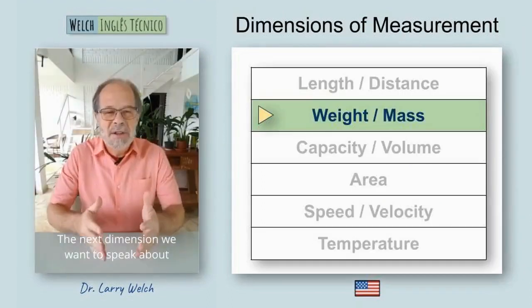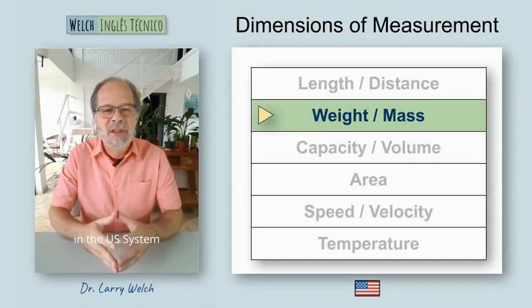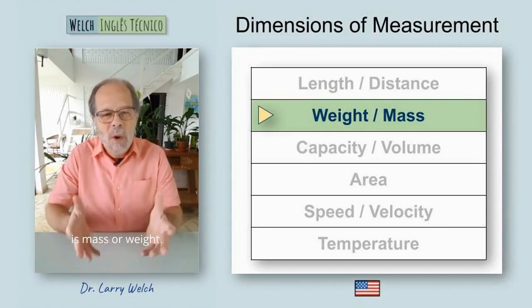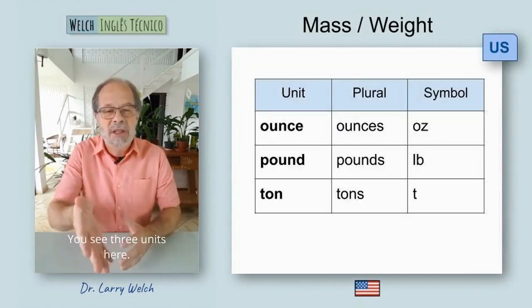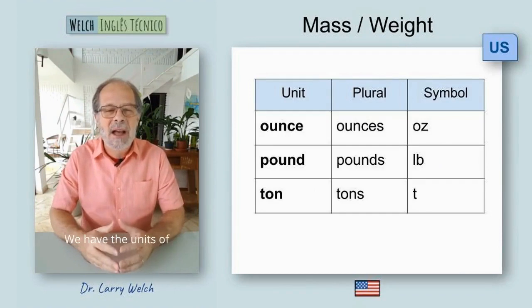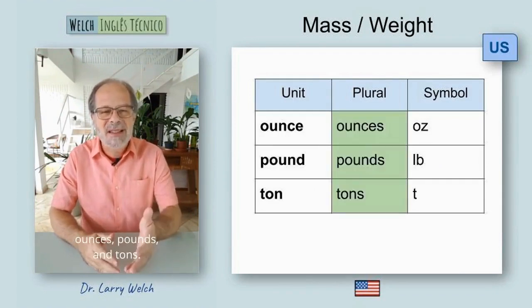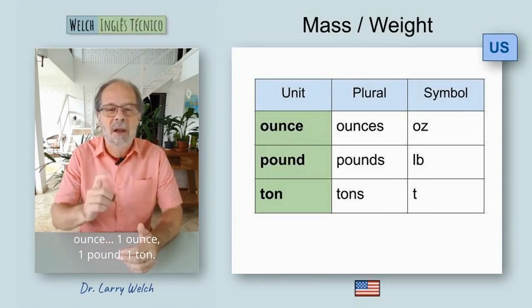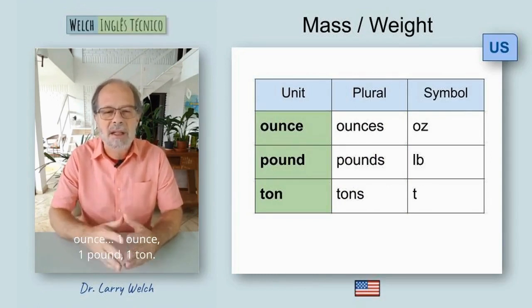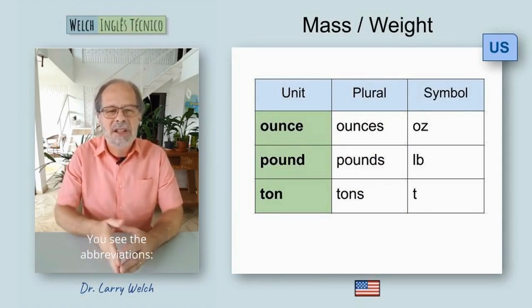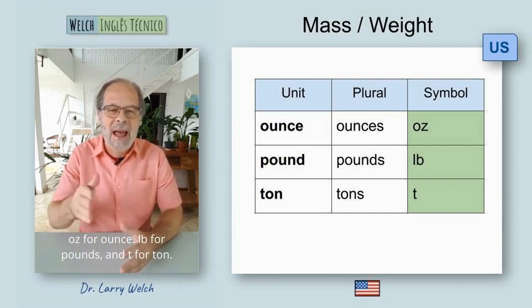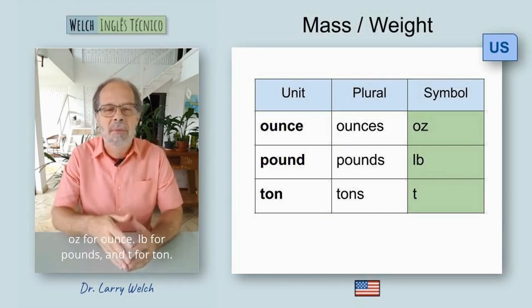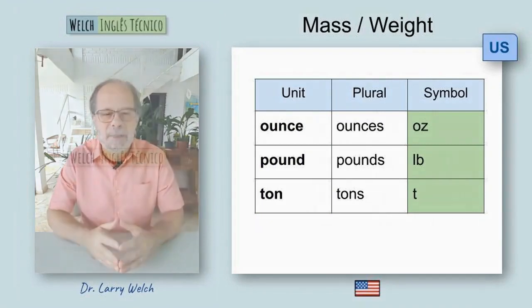The next dimension we want to speak about in the U.S. system is mass or weight. You see 3 units here. We have the unit of ounces, pounds, and tons. In the singular, ounce, 1 pound, 1 ton. You see the abbreviations, OZ for ounce, LB for pounds, and T for ton.